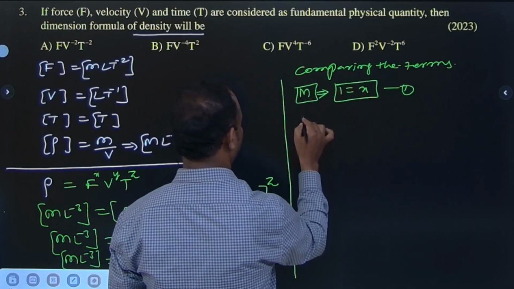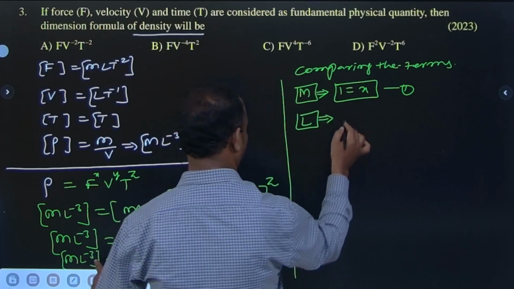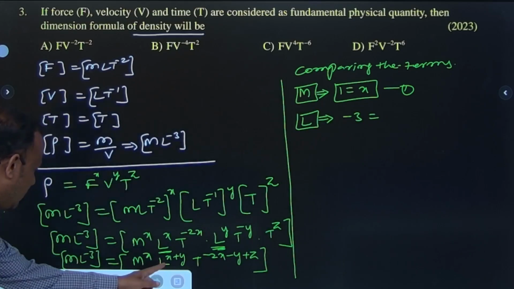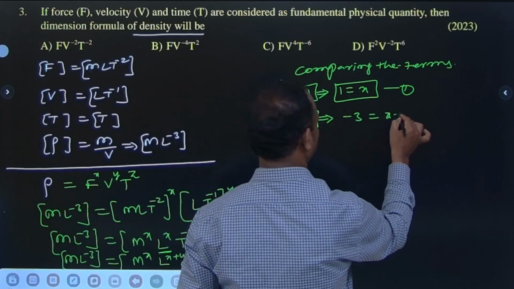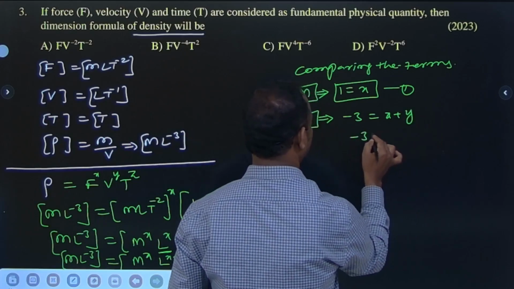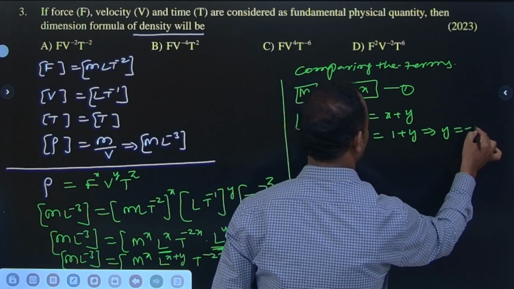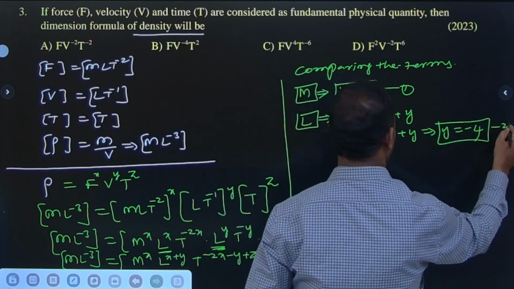Next, comparing the terms of L. L is minus 3, which equals X plus Y. So minus 3 equals 1 plus Y, so Y equals minus 4. This is the second condition.